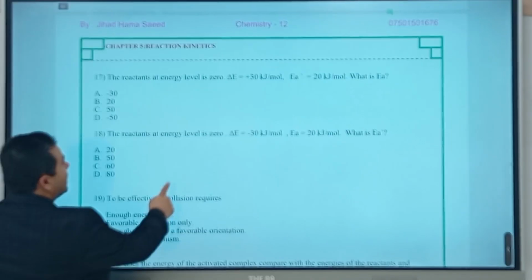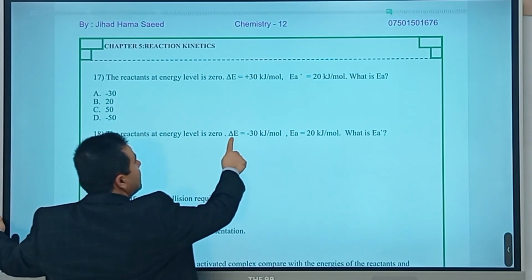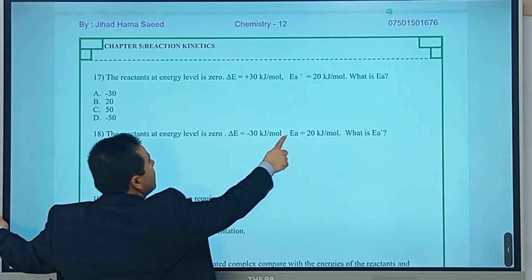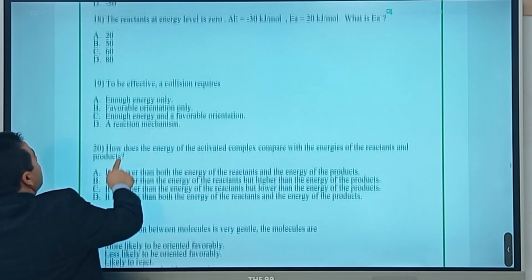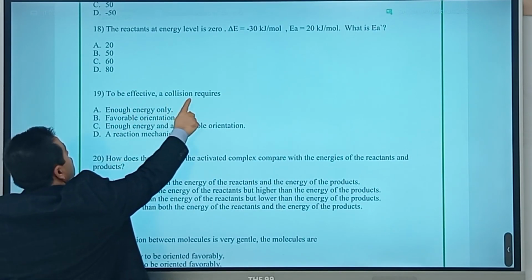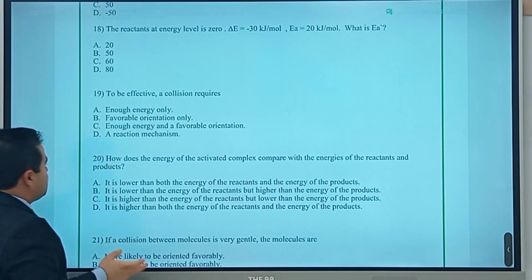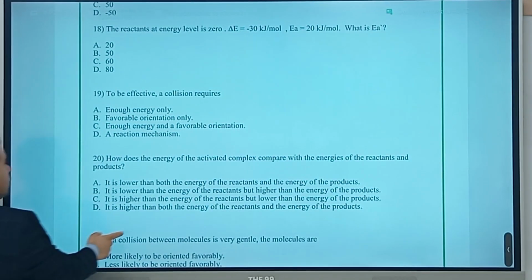The reactants at energy level is 0, delta E is equal to minus 30, EA 20, what's the EA prime? The same calculations. To be effective, a collision requires, this appears several times in a ministerial exam question.